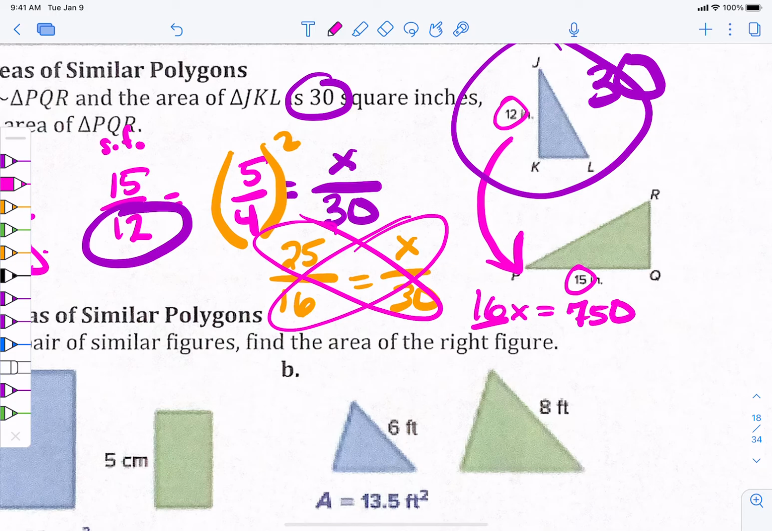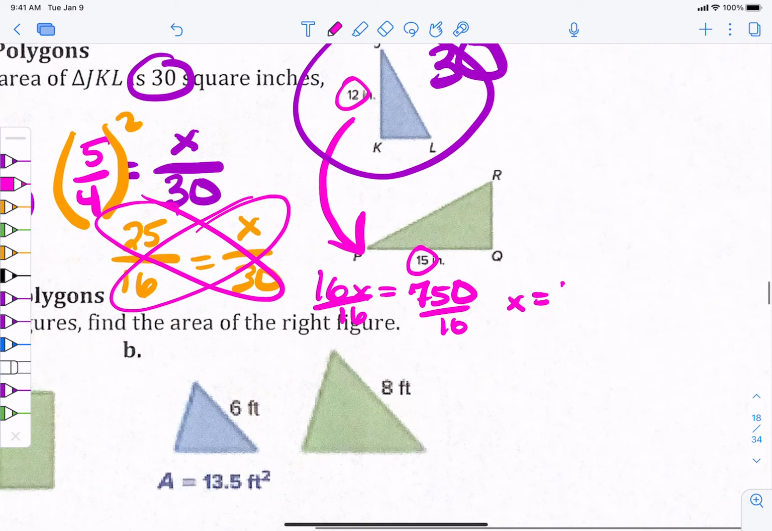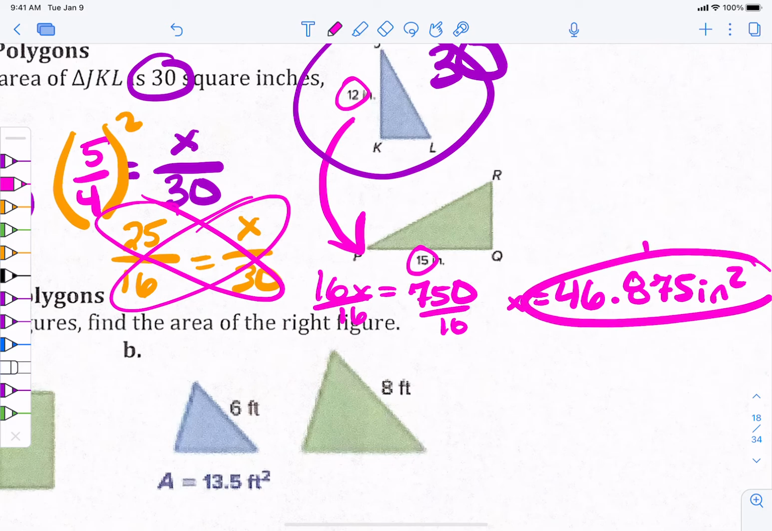Didn't you just go 25 divided by 16 times 30? You could, yep. Divide by 16, x is 46.875. 46.875 what? What did we just find? We just found the area, in square inches. That's the area of the bottom one.